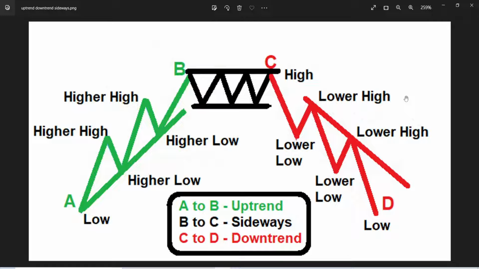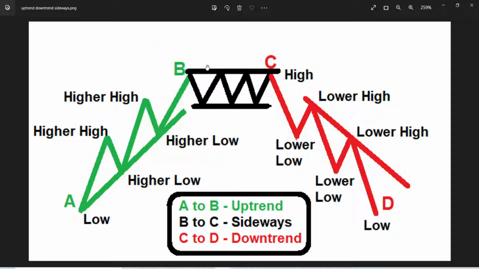In uptrend, obviously the price goes up, in sideways the price would be range bound, and in downtrend the price would go down. When you are in an uptrend, as you consider this point A to B, the price won't go in a straight line. It always follows a zigzag pattern. The price starts from A, forms a higher high, then a higher low, then a higher high, a higher low, then it reaches point B. This is how the uptrend would be.